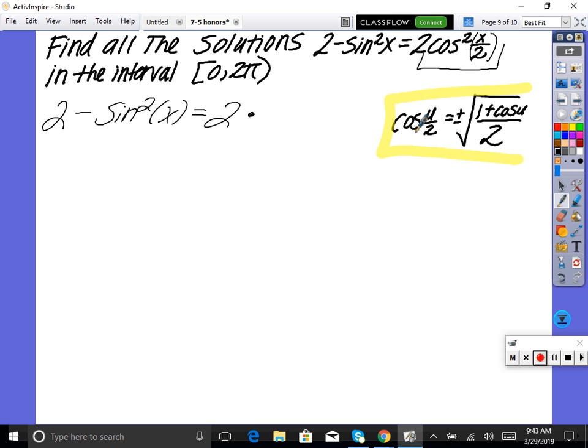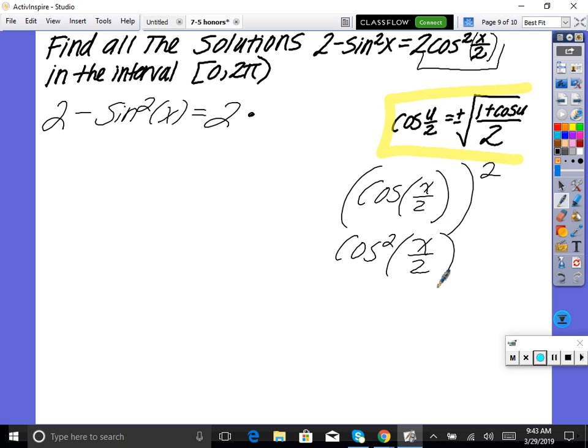Yeah, isn't this and this matching up? Now guys, look, let me show you something. Cosine of x over 2, squared, is the exact same thing as cosine squared of x over 2. They just put the squared right here, but it's the same thing. You guys understand that? So what is that equal to? The square root of 1 plus cosine, isn't it?